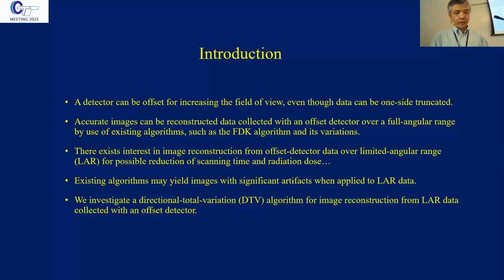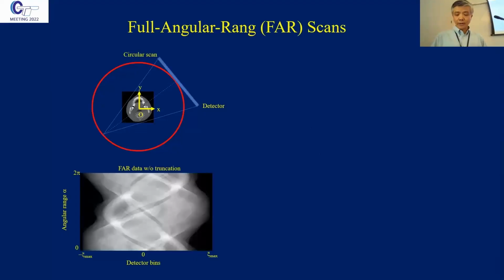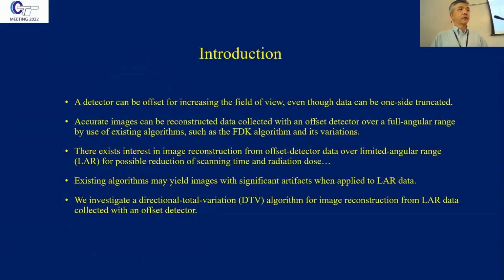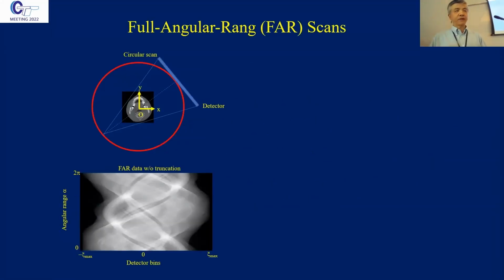But what he looks at is the data of an offset detector over a limited angular range instead of the full 2 pi angular range, for example. He developed a DTV algorithm to reconstruct the image. I'm going to show that, just to put everything in context.